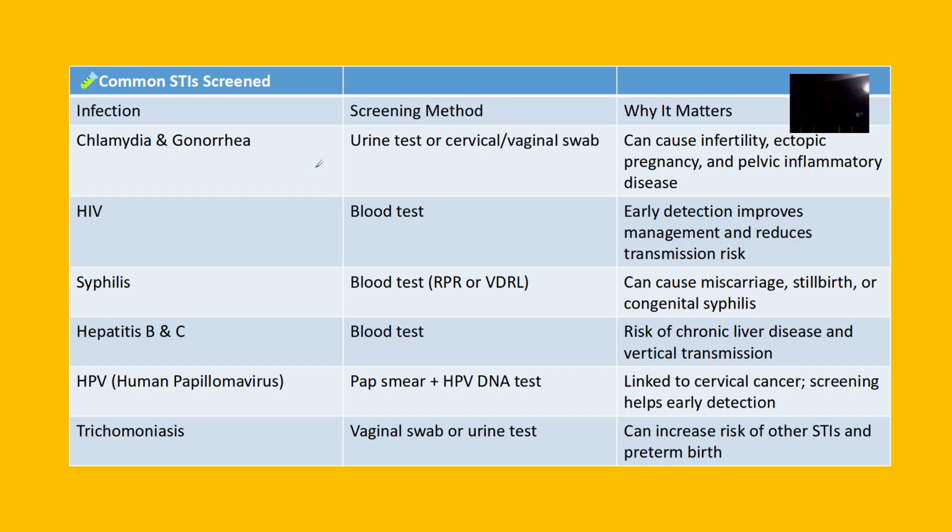Okay, so for the various infections that you might want to screen for in gynecology and obstetrics, because we are focusing on women's issues, it could be chlamydia and gonorrhea infections. So you can look at the screening method, and you can look at why the screening matters. It could be HIV, where you are looking at the screening method and why it matters. It could be syphilis, hepatitis B or C, or human papilloma virus.